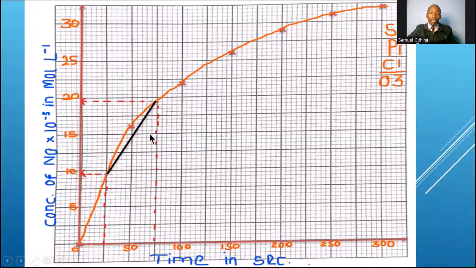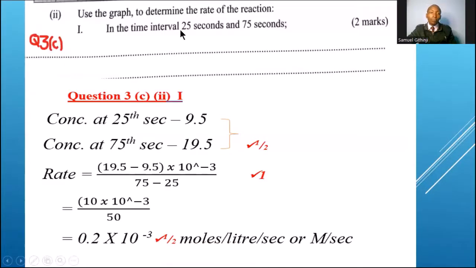Between the 25th and 75th, you can join with a straight line, then work out the gradient of that line. Read the coordinates at 75, read the coordinates at 25, then work out the gradient. At 25 it is 9.5 concentration, at 75 it is 19 point that. Then you can do the subtraction. Remember there is a 10 to the power negative 3 there. That is change in y over change in x. As you work that out, you get the answer.